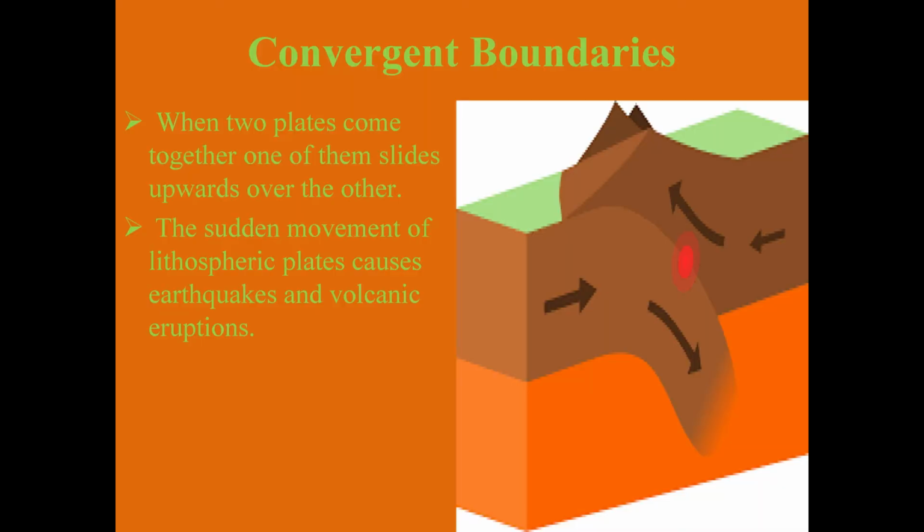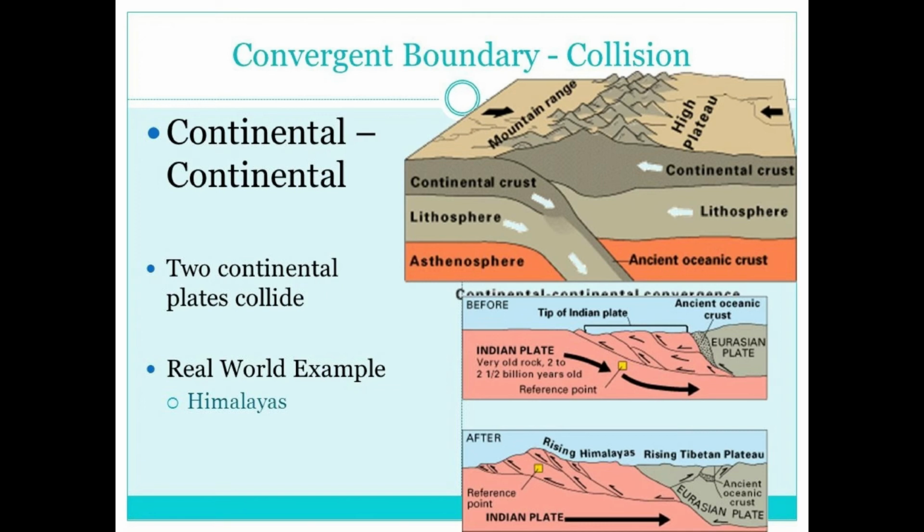Convergent boundaries. When two plates come together, one of them slides upwards over the other. This is called converging boundaries. The sudden movements of lithospheric plates cause earthquakes and volcanic eruptions. The real world example, Himalayas. Convergent boundary collision. Continental plate collides with continental plate, meaning two continental plates collide. The real world example is the Himalayas.